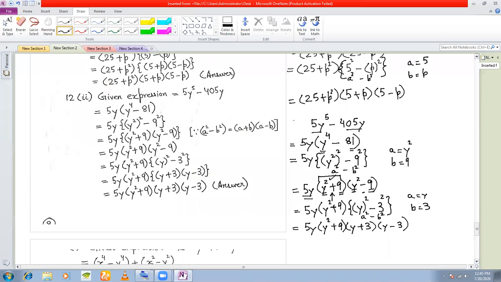So clearly this expression has been broken up into how many factors? 1, 2, 3, 4, 5. There are 5 products, so there are 5 factors. The 5 is a factor, y is a factor, y square plus 9 is a factor, y plus 3 is a factor, and also y minus 3 is a factor. Any questions? No, sir.